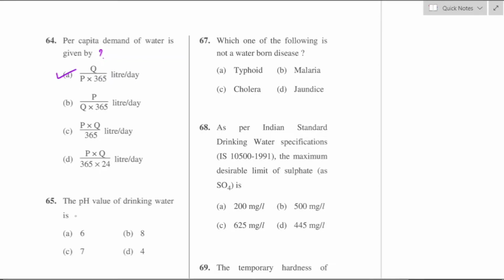Question number 65. The pH value of the drinking water is. The pH value in the drinking water should be always 7. It is neither acidic nor basic because the concentration of hydroxide ion and hydrogen ion is equal in pure water, making it neutral. So the right answer is option C. pH should be 7.